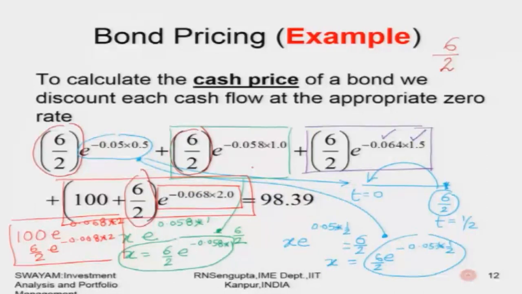So, the total value, when you find it out, comes out to be 98.39. Which means that if somebody says this bond has these characteristics, with the interest rate as shown in the table, you will get 3 units after 6 months, 3 units after 1 year, 3 units after 1.5 years, and 3 units along with the principal amount after 2 years. And if, for example, I want to buy and it is quoted as 102, then obviously I will do the calculation and find the value of that bond is 98.39.